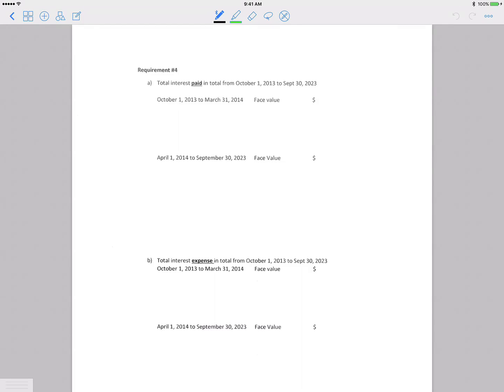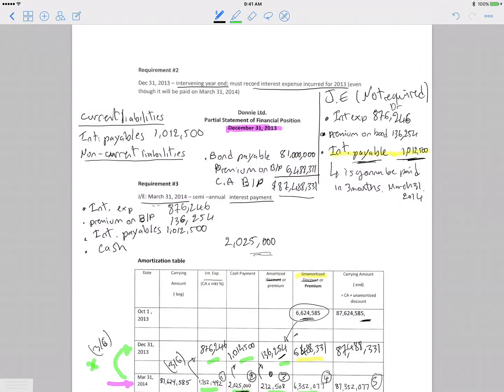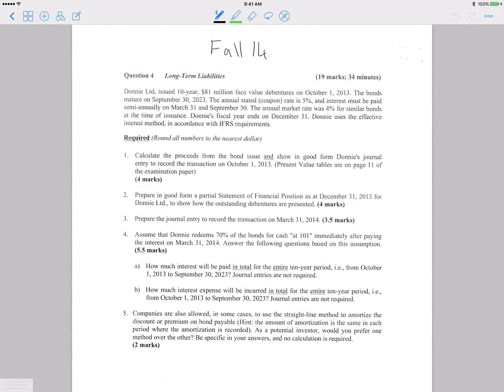Okay, so now we have to do requirement number 4. For this one, let's read it together so we make sure each part of it is clear. Assume that the donor redeems 70% of the bonds for cash at 101 immediately after paying the interest on March 31st, 2014. Answer the following question based on this assumption. How much interest will be paid in total for the entire 10-year period of the bonds?